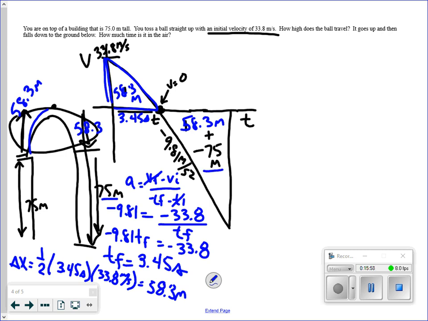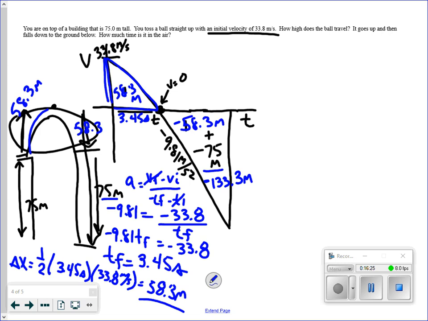So if I add that together, I get 133.3 meters. So the area of this big giant triangle is actually, and it is in the fourth quadrant, so it should be negative, negative 133.3 meters. Now, the question is saying, how high does the ball travel? Okay, so that's the first part. We got it, 58.3, the answer to my first question. It goes up and falls to the ground below.